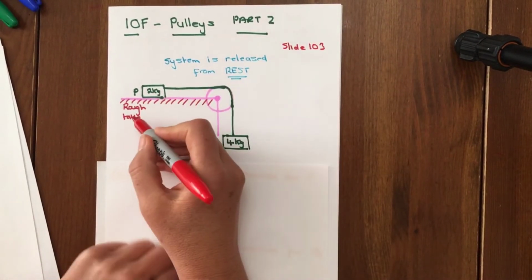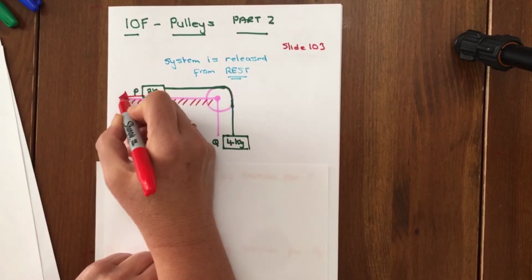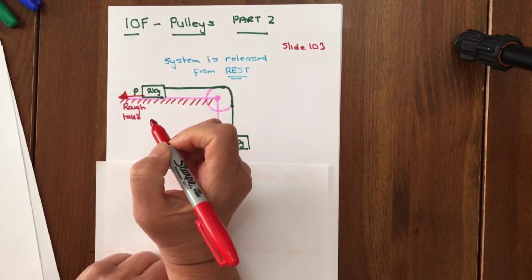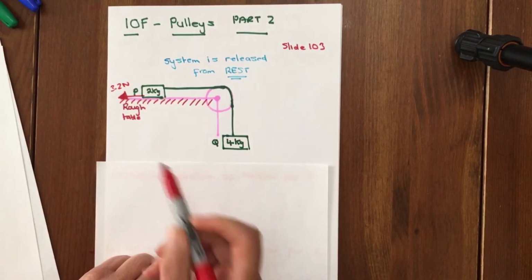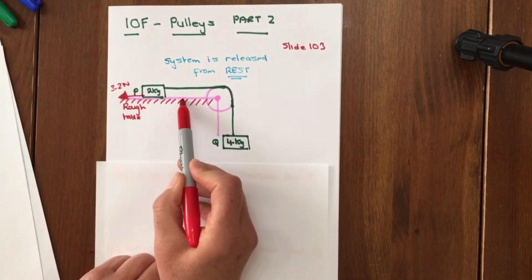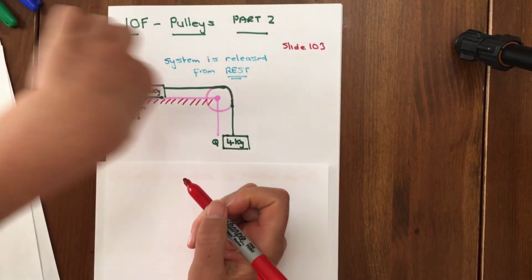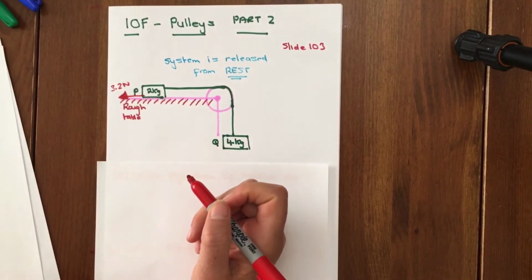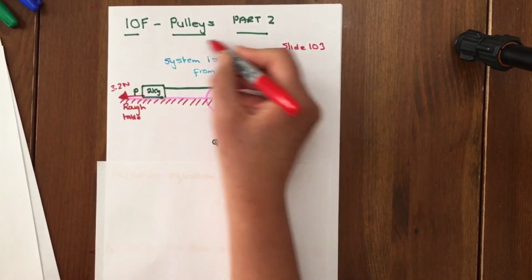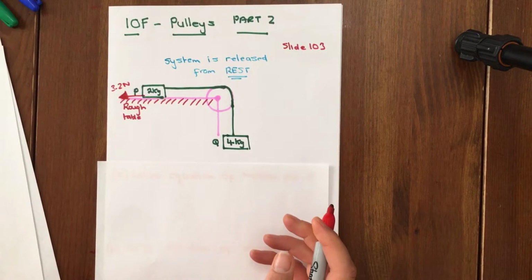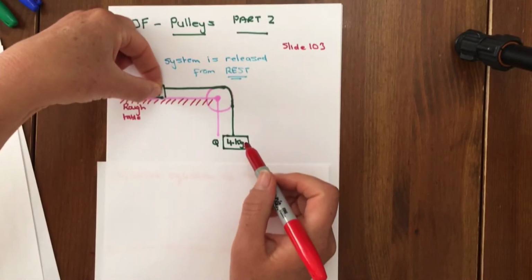So you've got a rough table, and it tells you in the question that the friction, the resistance to motion, is 3.2 newtons. So this rough table has a force going back this way, resistance to motion of 3.2 newtons. And importantly, the whole system is released from rest. So this will be held, and then this is all at rest at the beginning.